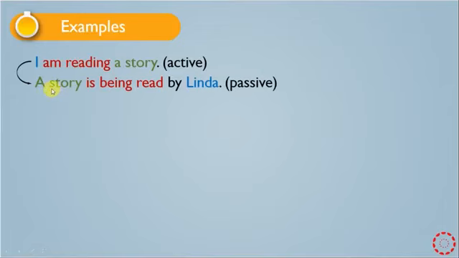We move the object, which is a story, and put it at the initial, and then because we have a story which is singular here, we use is, and after is, this is the rule, we have to have being. After being, we write the past participle of the verb, which is read. We just change the pronunciation of the word, we say read. This is an irregular verb, that's why it doesn't take ed. So this is the passive form of this sentence. A story is being read by Linda.